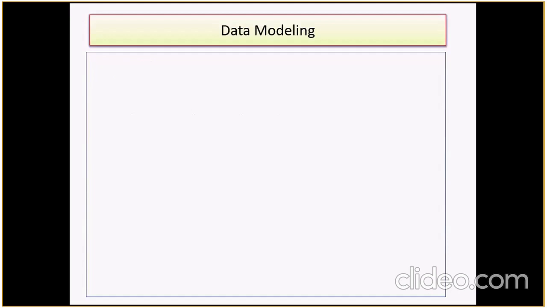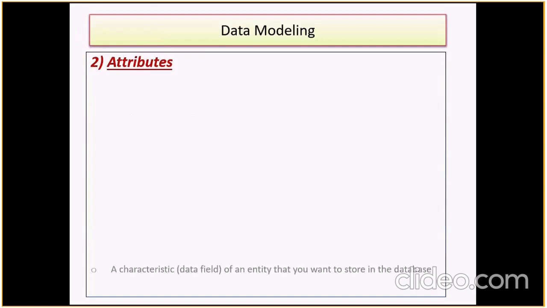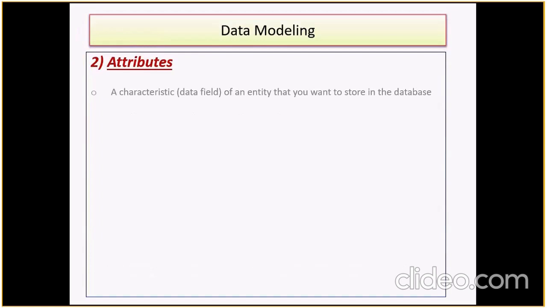Next is entity attribute. An attribute is nothing but some information about your entity. So for employee, what is the name of the employee? What is the age of the employee? What is the email ID of the employee? So, information about an entity.